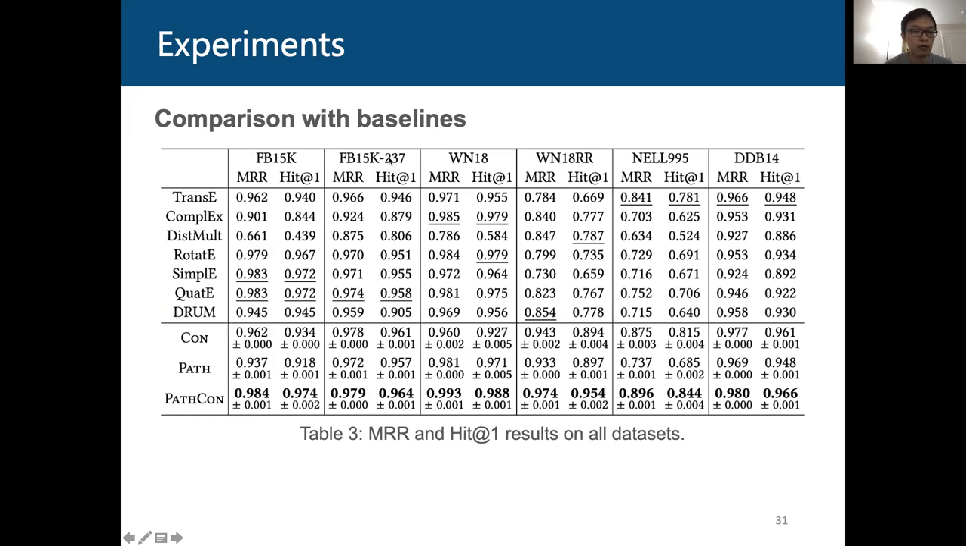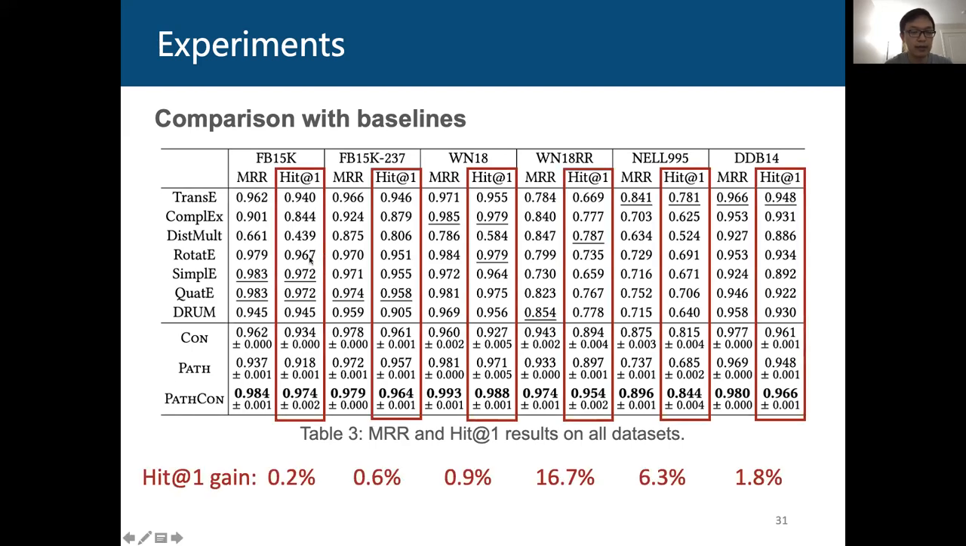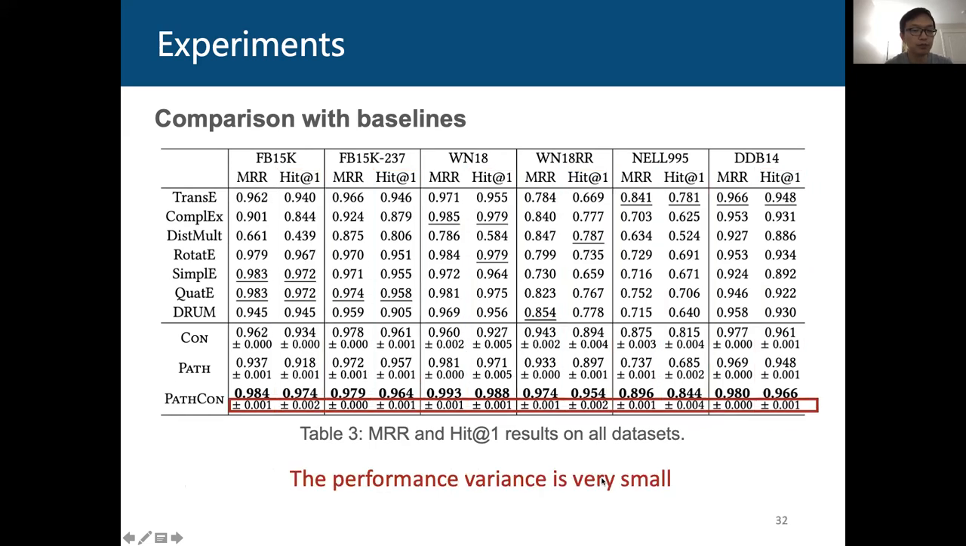And the results of relation prediction on all the six data sets are presented here. We use MRR and Hits@1 as the evaluation metrics. Here you can see the absolute Hits@1 gain of PathCon against the best baseline, which shows that our method is significantly better than its baselines. We also observed that most standard deviations are quite small, which shows the stability of our model.